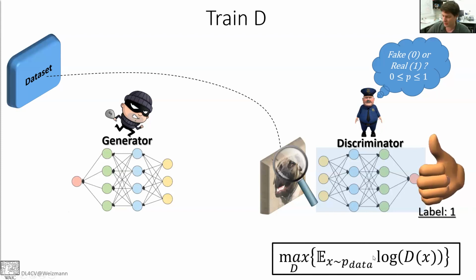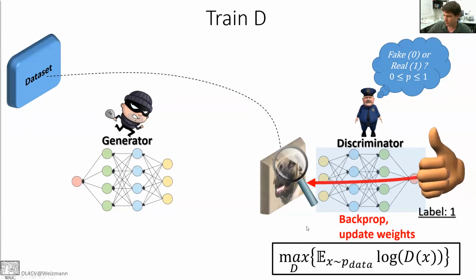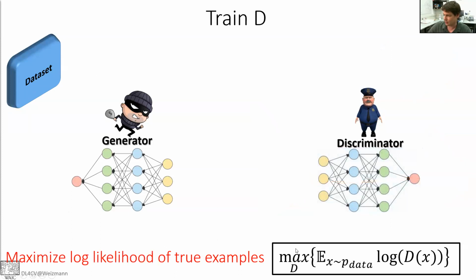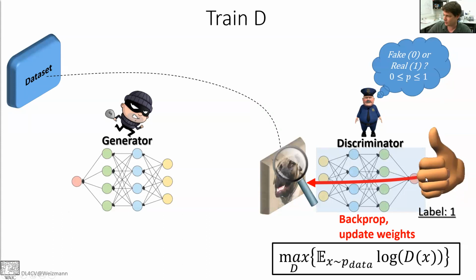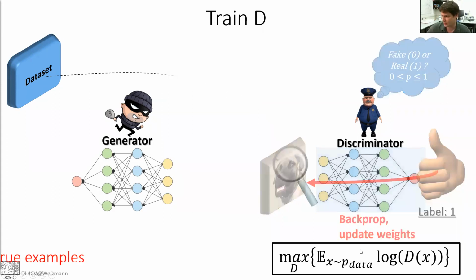And this translates, if you think about the cross entropy, that for this real instance called X, we mark the real instances with X, I want to maximize the log probability. This is exactly what's happening here. I'm maximizing the log probability of true examples. I do this backpropagation, I update the weights, and I make the discriminator a little bit better on trying to maximize the log probability of real instances.